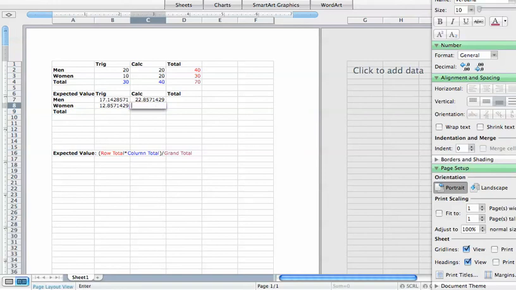Equals D3 times C4 divided by grand total.